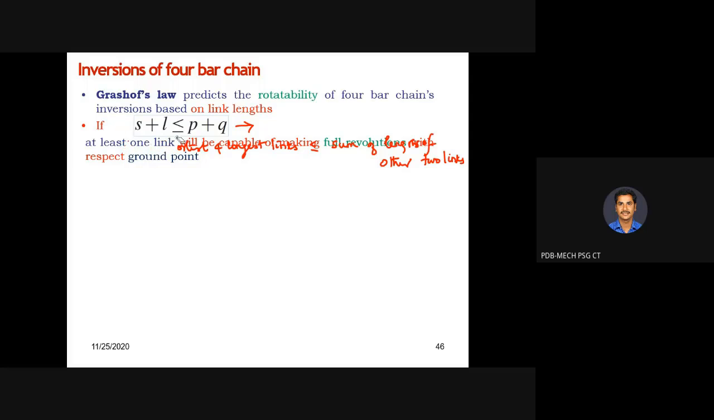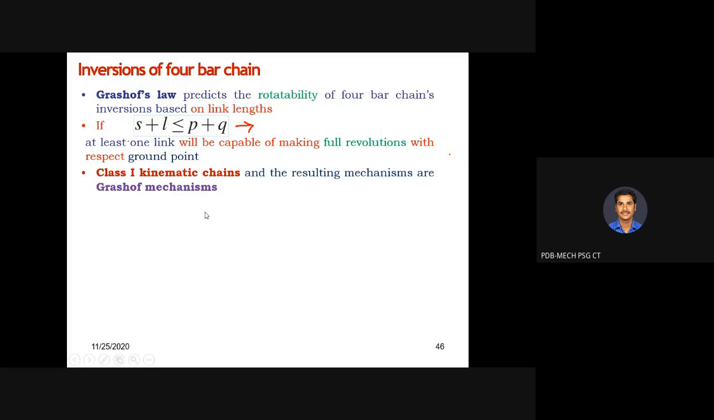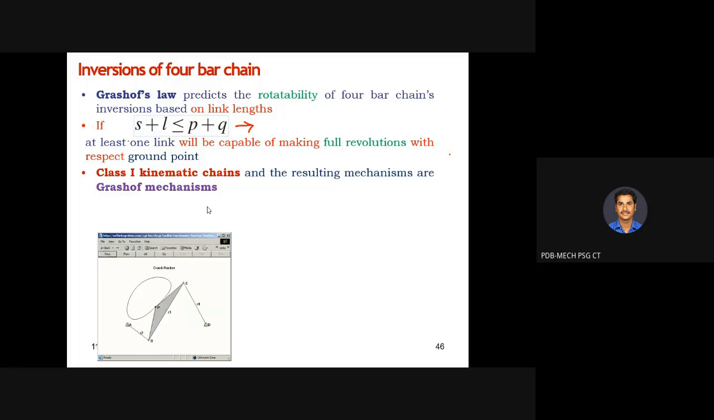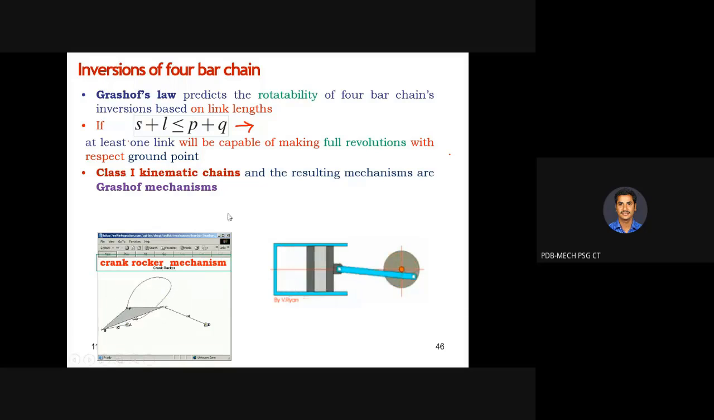So if this condition is satisfied, at least one link will be capable of making a full revolution with respect to the ground point. In this we have two classifications: class 1 kinematic chain and class 2 kinematic chain. Class 1 kinematic chain is nothing but one which obeys Grashof's law. If this law is not obeyed, then it becomes a class 2 kinematic chain. In that case, none of the links are going to make complete revolutions.